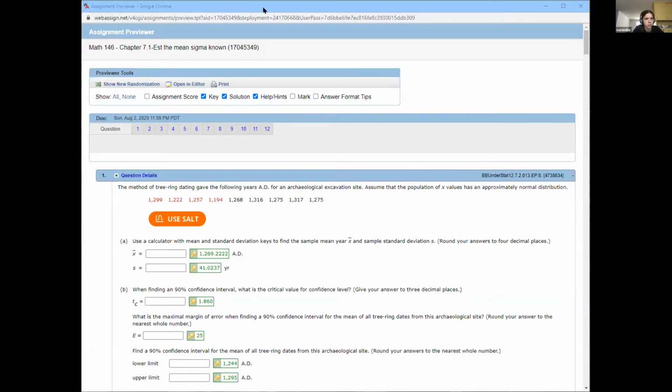Excuse me. I'm moving this around. Hopefully that won't do anything damaging. Can you see 7.1, estimating the mean, sigma known, as it said? It should be sigma known, comma, sigma unknown, but I can only type so much in the heading.